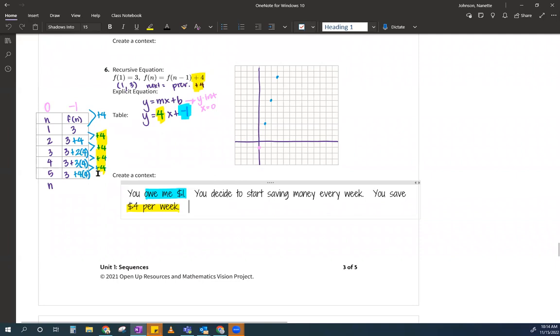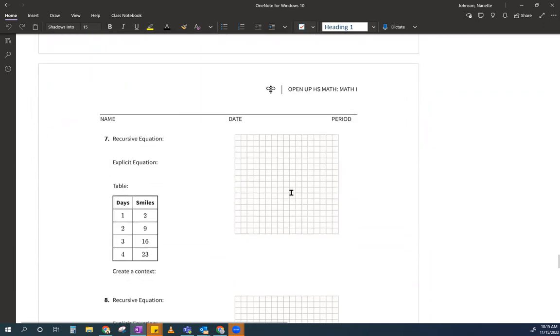Money saving per week. You can think about when you go to the store and you're buying, I don't know, candies, or you're buying something and it's $4 per thing. Lots of different contexts there.